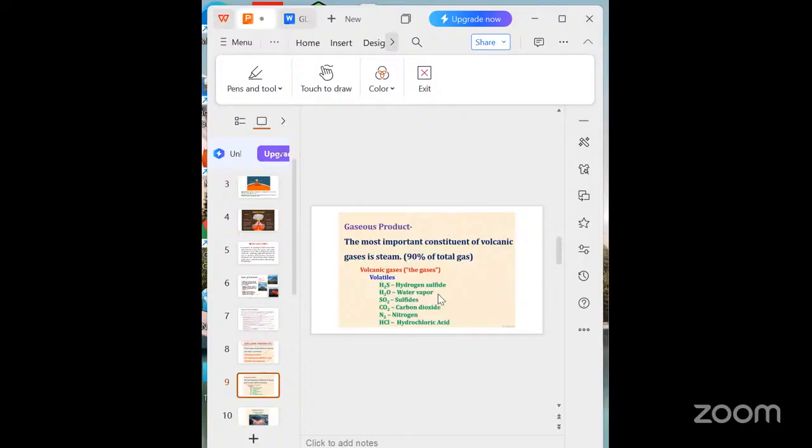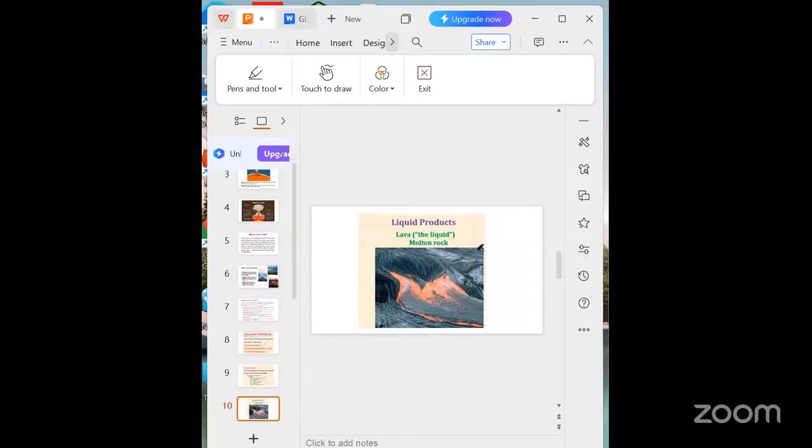So these are the important gases of volcanoes. It contains water vapor at 80 to 90%, right? So the volcanic gases and other volatiles. Volatiles means hydrogen sulfide, water vapor, sulfides and carbon dioxide, nitrogen and hydrochloric acids. So these are the gaseous products. And another product is liquid products, right?